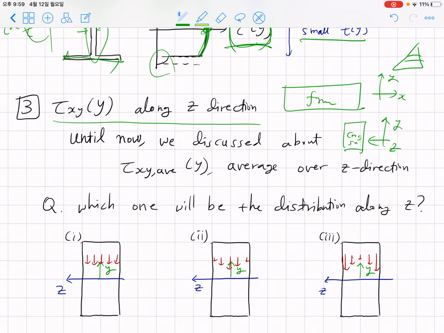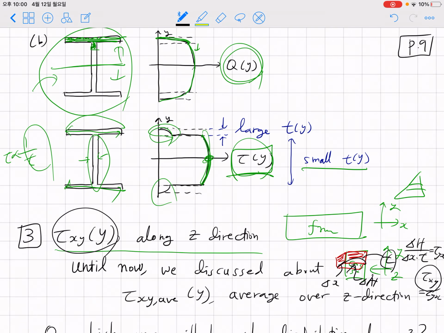Okay, so until now, we considered this red block for our derivation, and when we considered the force delta H along the x direction, we considered thickness t and the length along the x direction delta x, and we obtained delta H over delta x, and tau to obtain tau yx. From the tau xy equals tau yx relationship, we discussed the tau xy distribution. Okay, so this is how we derived this expression.